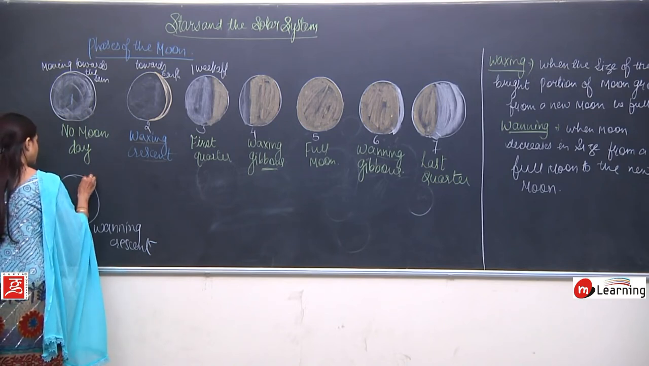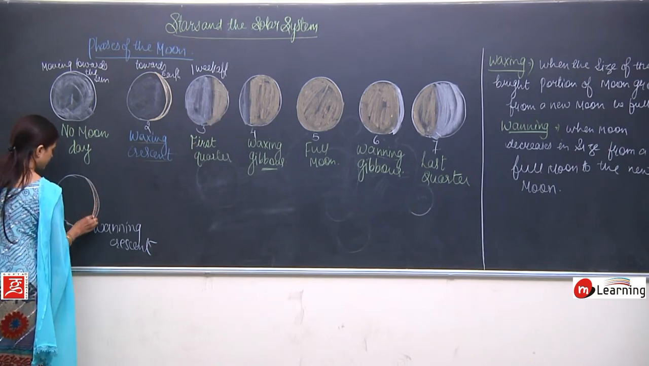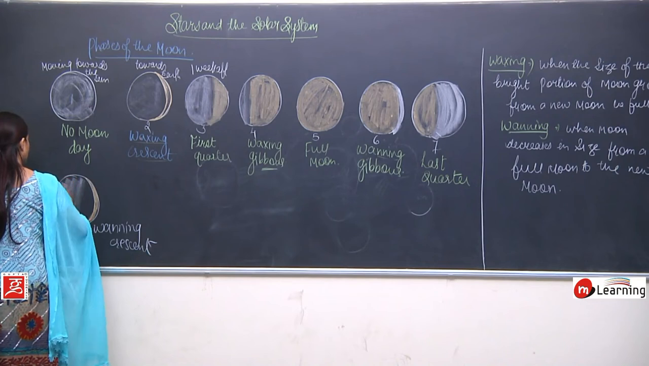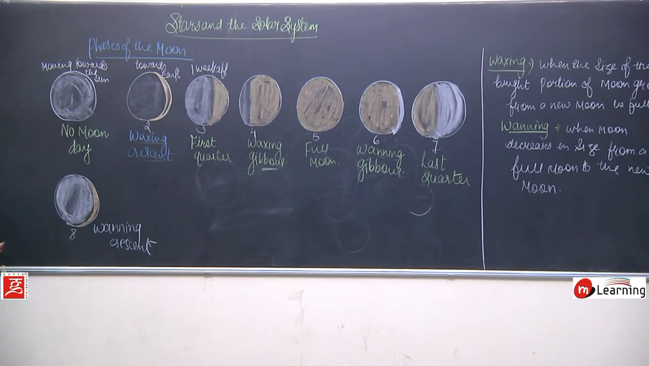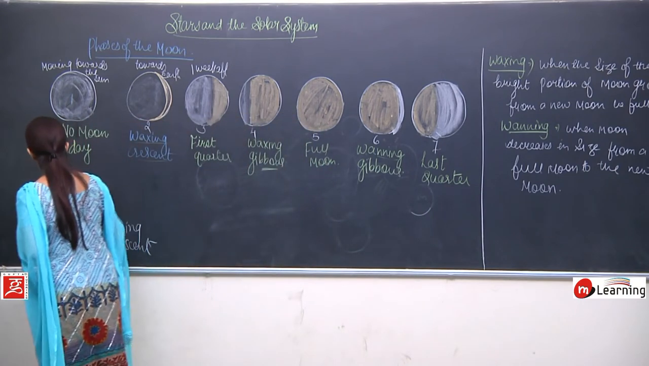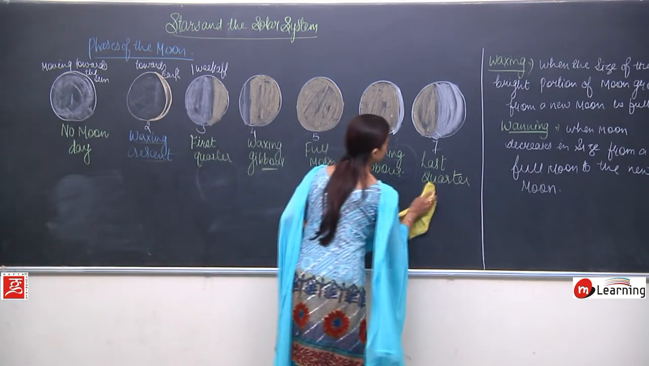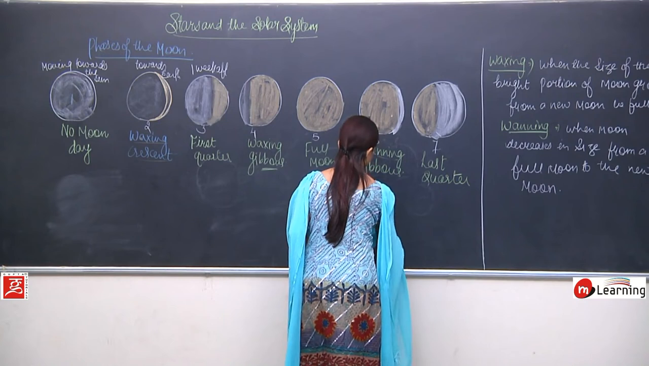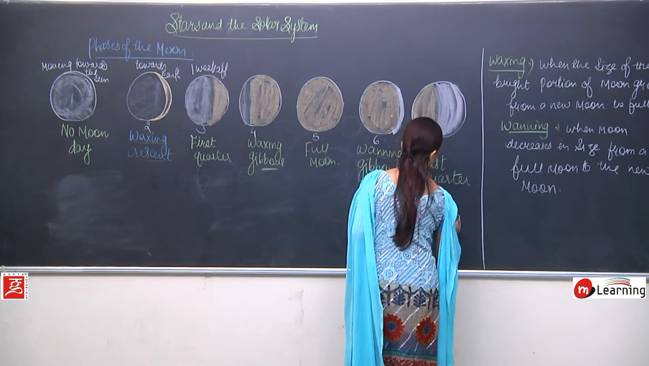How do I need to draw this? Now only this part will be left, only this part will be the brighter part, and this whole total part will become the darker part. Now I can make one change: I will draw it here only so it becomes clearer to compare. So now we are drawing waning crescent.